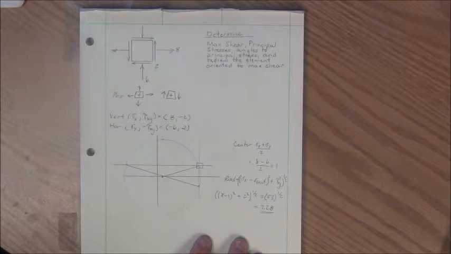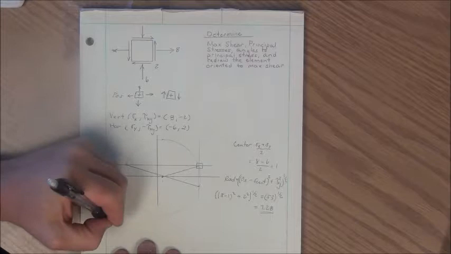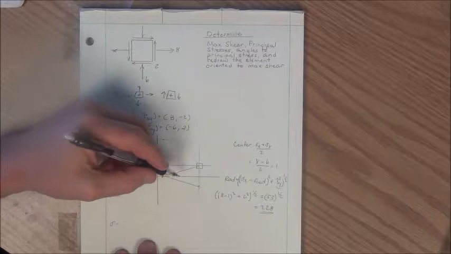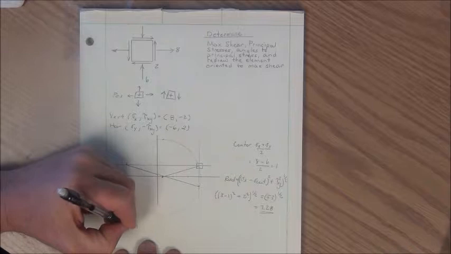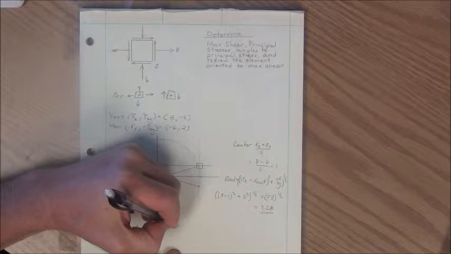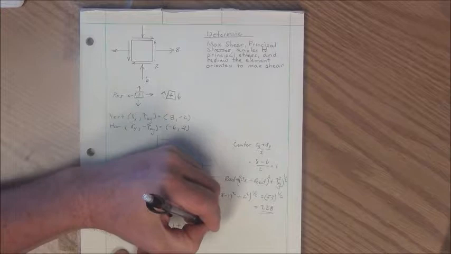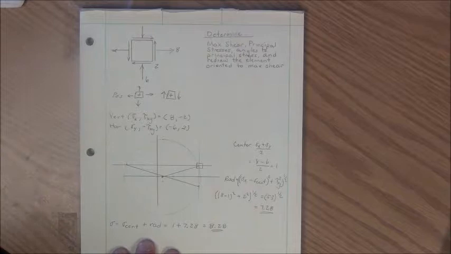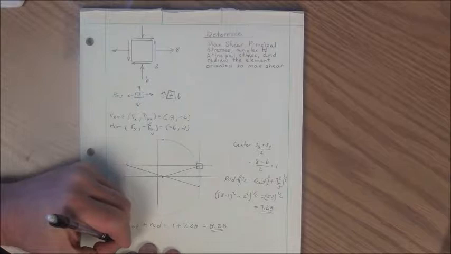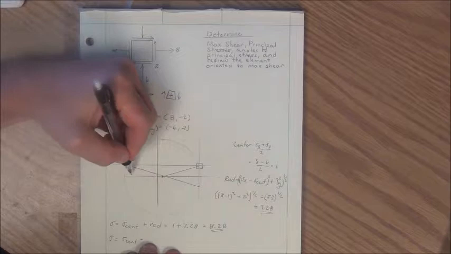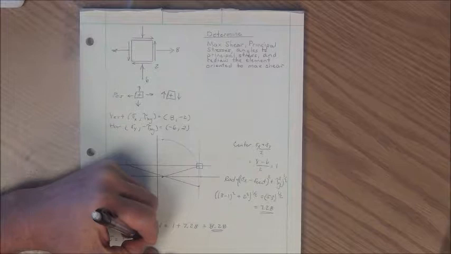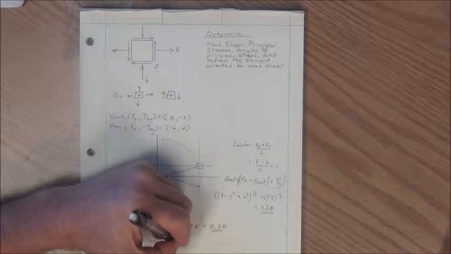My first principal normal stress can be given by the center of the circle plus the radius. So I'll have sigma center plus the radius, and this will be 1 plus 7.28, which gives me 8.28 for my first principal stress. My other principal stress will be given by sigma equals sigma center minus the radius. So here's my center, I'll subtract the radius, and this will be my other principal stress. Sigma center minus radius would be 1 minus 7.28, which gives me a negative 6.28.